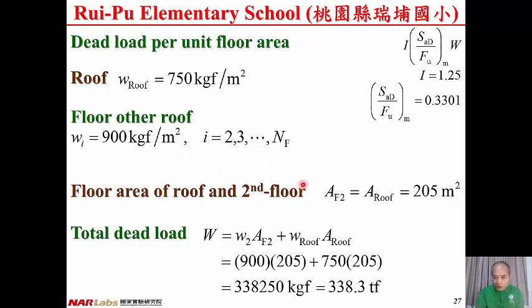From this information, we can calculate the total dead load, capital W, equal to small w2 times AF2 plus small w roof times A roof equal to 900 times 205 plus 750 times 205 equal to 338.3 ton force. So that we have I here, SAD divided by Fu modification, and W is just calculated, so that we can compute the seismic demand of the building.